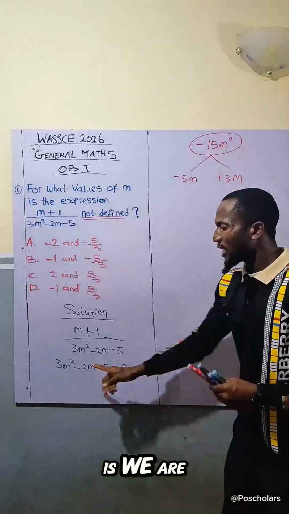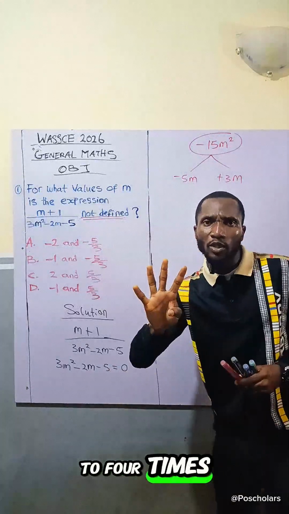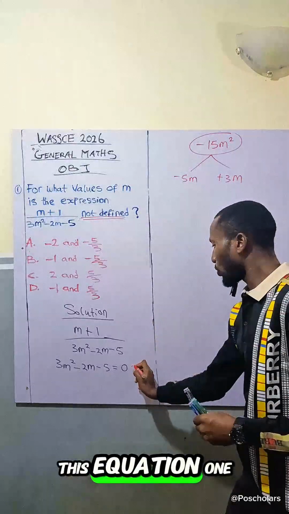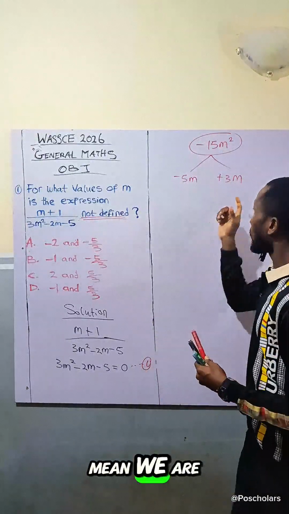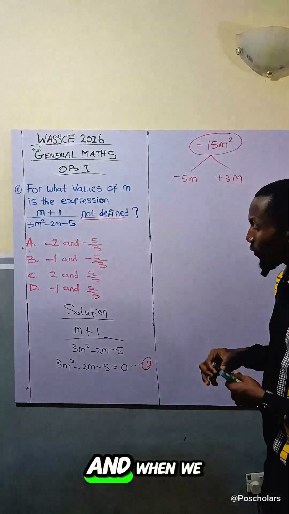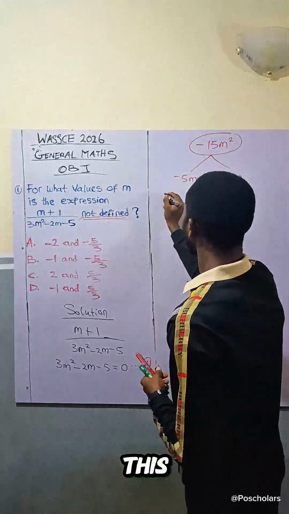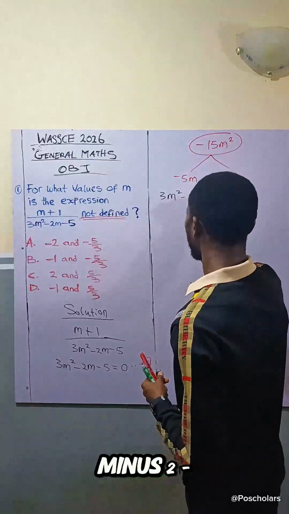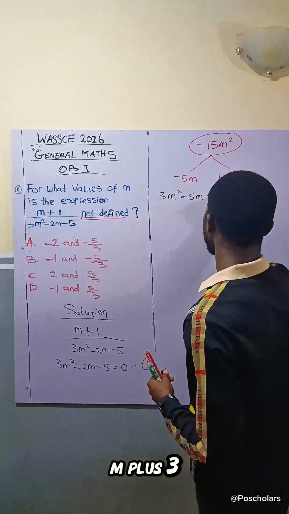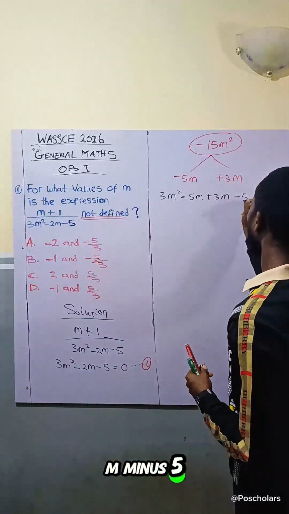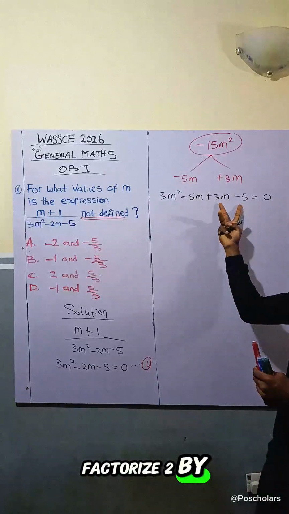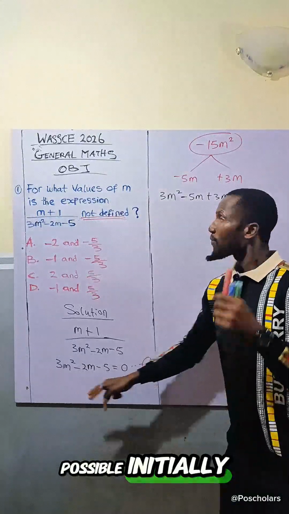What we are basically doing is increasing 3 terms to 4 terms so that it will be easy for us to factorize 2 by 2. We can name this equation 1. What does that mean? We are going to replace the middle term, which is minus 2m, with minus 5m plus 3m. And when we do that, we have something like this: 3m squared minus 5m plus 3m minus 5 equal to 0. Right? Next, we can now factorize 2 by 2, which was not possible initially.